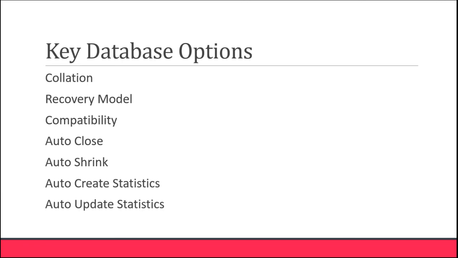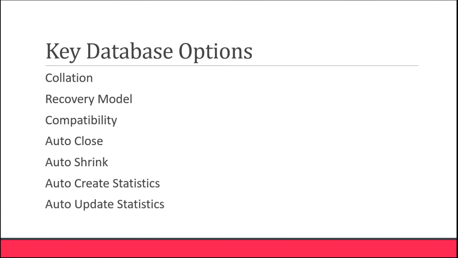And these are the key database options. The collation: in recent versions of SQL, you can decide that your character set is different from the instance character set. Recovery model, whether it is full, bulk logged or simple. For production, you are always advised to use the full recovery model. The compatibility: is it the compatibility of the instance, or do you want to make it a little backward compatible? Is it auto close? That means, do you want the database to close by itself when you are not using it or not?